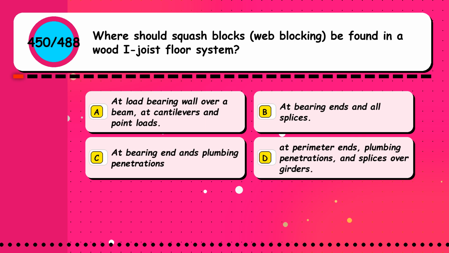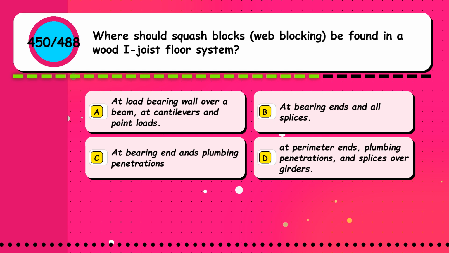Question 450. Where should squash blocks, web blocking, be found in a wood I-joist floor system? Option A, at load-bearing wall over a beam, at cantilevers and point loads. Option B, at bearing ends and all splices. Option C, at bearing ends, plumbing penetrations. Option D, at perimeter ends, plumbing penetrations, and splices over girders.